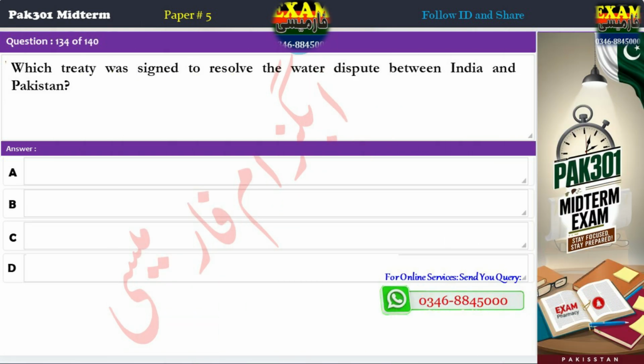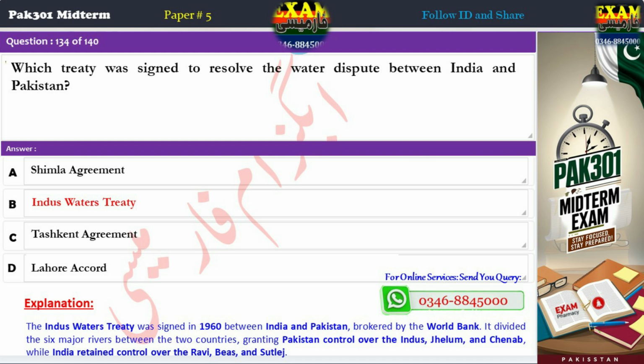Question 134. Which treaty was signed to resolve the water dispute between India and Pakistan? A. Simla Agreement. B. Indus Waters Treaty. C. Tashkent Agreement. D. Lahore Accord. Correct answer. B. Indus Waters Treaty. Explanation. The Indus Waters Treaty was signed in 1960 between India and Pakistan, brokered by the World Bank. It divided the 6 major rivers between the two countries, granting Pakistan control over the Indus, Jhelum, and Chenab, while India retained control over the Ravi, Beas, and Sutlej.